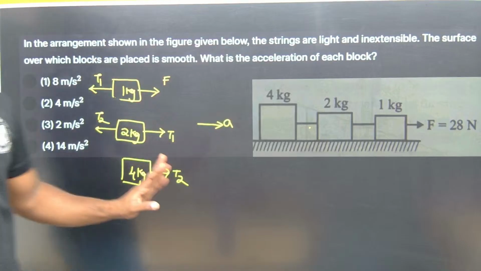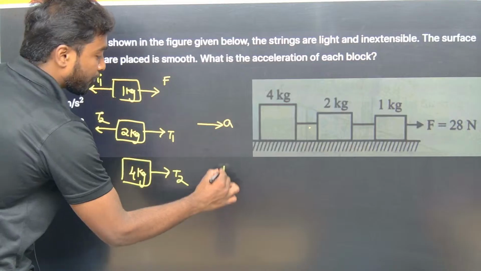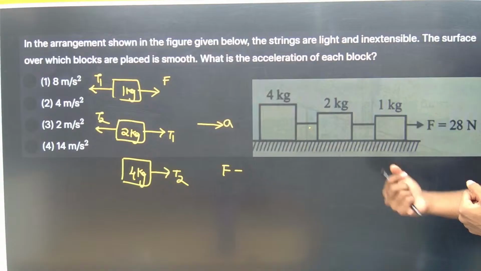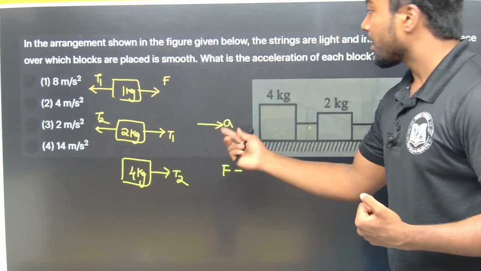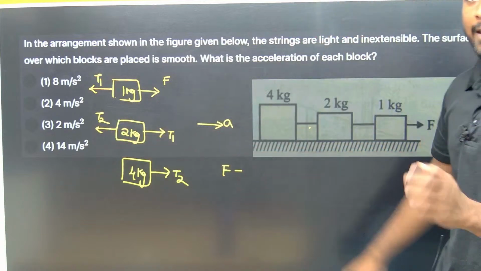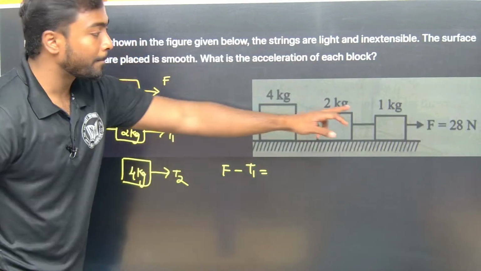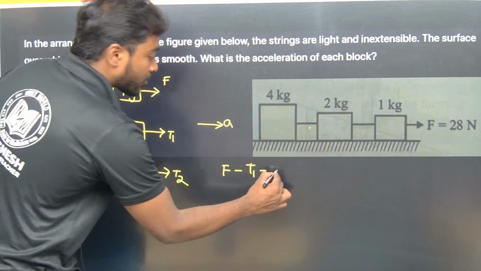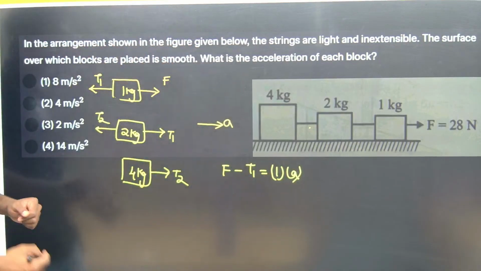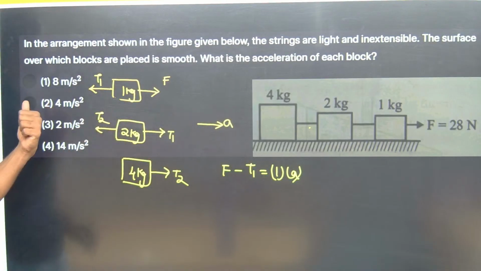So, these are the free body diagrams of these 3 blocks. When I write the equation, don't get confused: wherever acceleration acts, that force you should take first. Opposite forces, like tension, whatever it is, should be taken as negative. So, F minus T1 is equal to mass 1 into acceleration A. Okay. Next, T1. T1 is in the direction of acceleration, T2 is in the opposite direction.